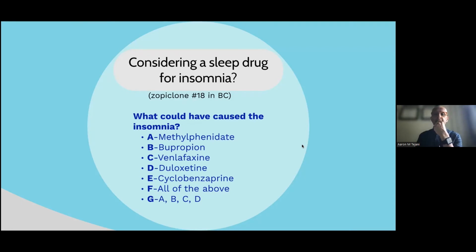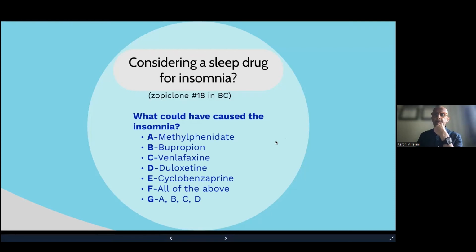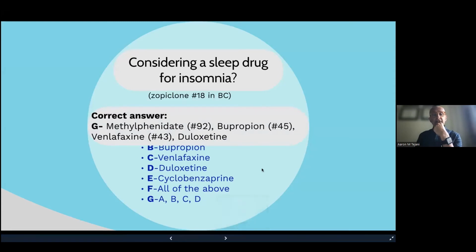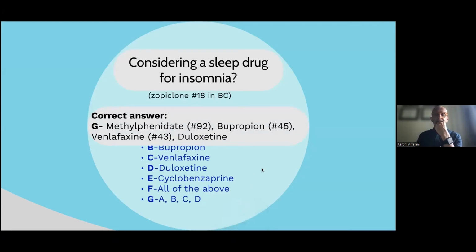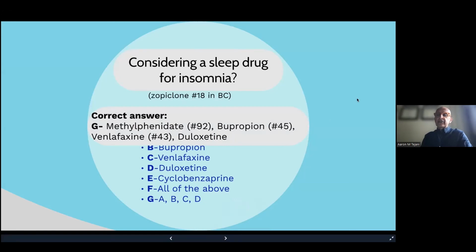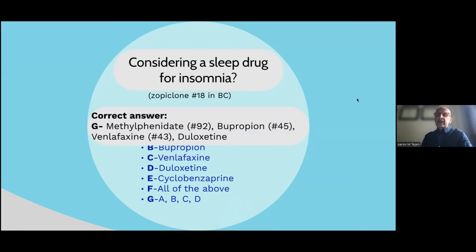Any guesses for insomnia? So someone is saying G. A bunch of people are saying G. And the answer is G. Methylphenidate is the number 92 drug in BC, bupropion number 45, and venlafaxine number 43. And duloxetine doesn't appear in the top 100, but I think it's in the top 200. And so that's correct.